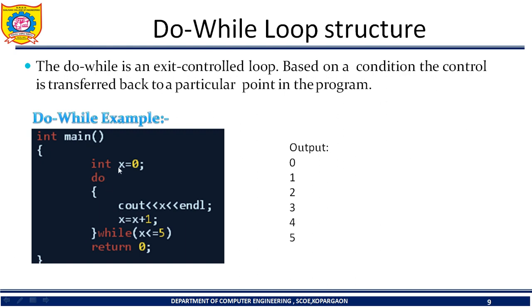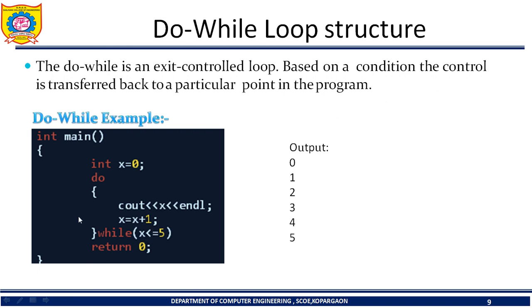We have declared one variable x, which is initialized with value 0, and see the syntax of using do while. Do, curly bracket open, curly bracket close, followed by while, mention some condition in the round brackets. That means some statements are mentioned inside the do loop, which is followed by the while condition. See, it is the exit control. That means at the exit point we are mentioning the control condition here in the do while statement.